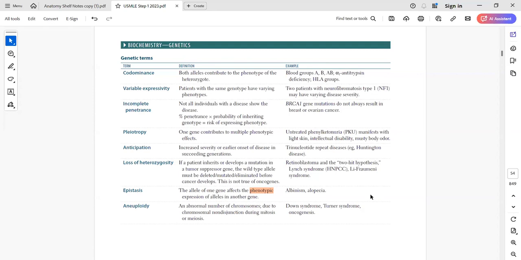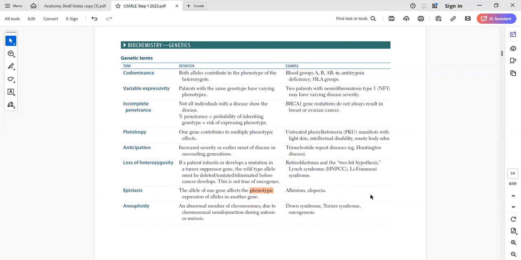In some patients, their albinism starts from the face, goes to the hands, and it stops. It halts. But in some patients, there's no halting. The whole body goes under albinism. So this type of thing, in which the phenotypic expression is altered, is epistasis.